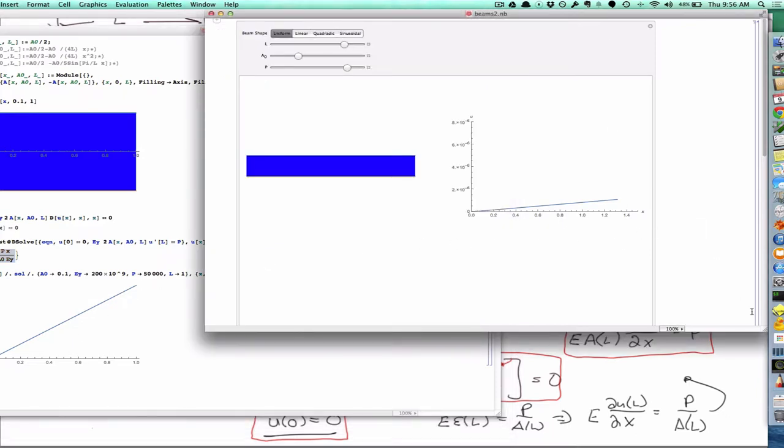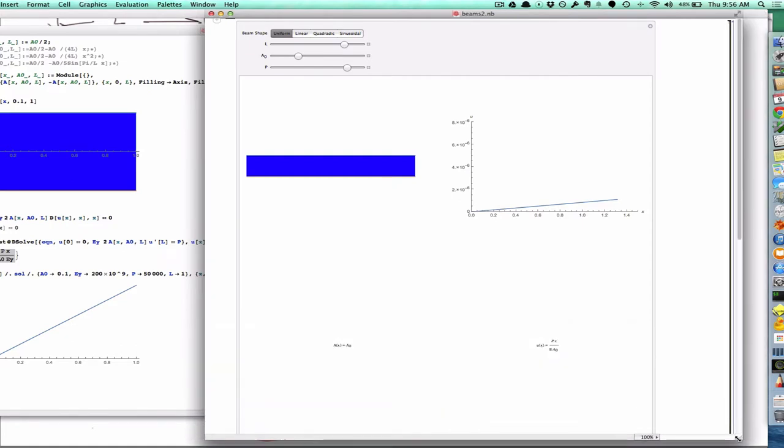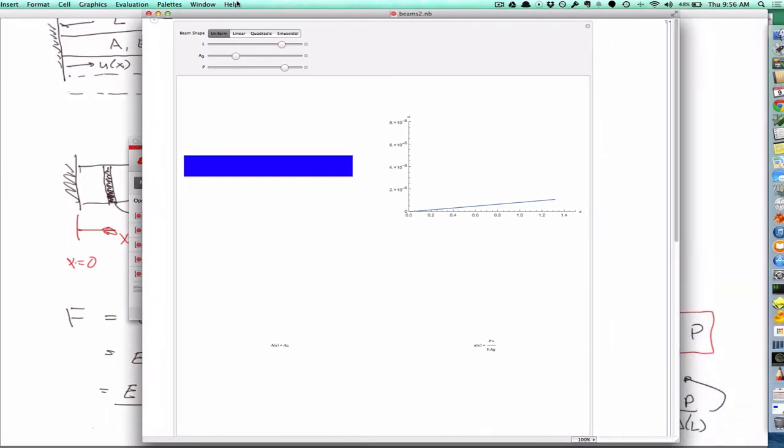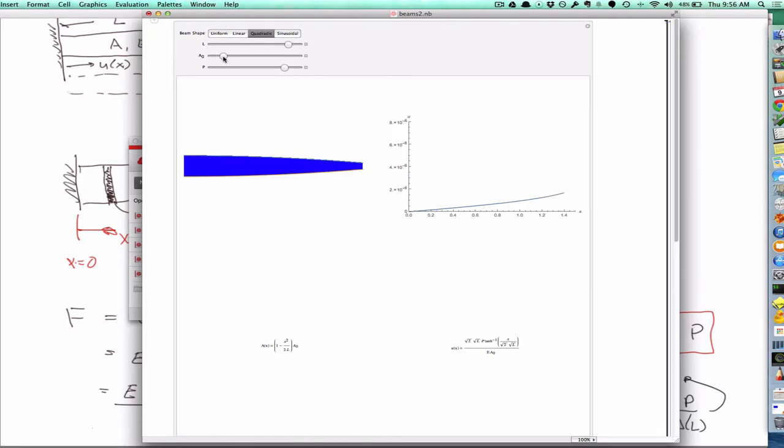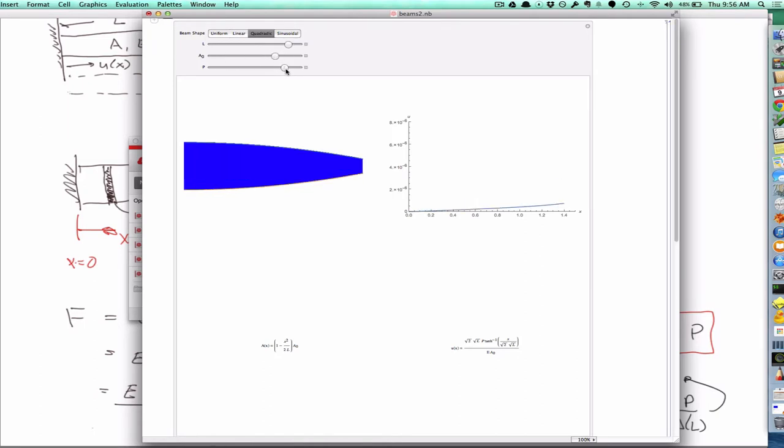But what if we don't have a cylindrical cross-section? Now, I know this is a little bit hard to see, but basically down here you have the equation for the area and you have the analytic solution. But with this, now I can look at what if I had a linear cross-section? Well, now you see the displacement has a sort of quadratic type profile. If I had a quadratic type profile for the bar, the displacement solution is different. And I can make the bar longer or shorter. I can change how the area looks. And all of that changes the displacement in real time.